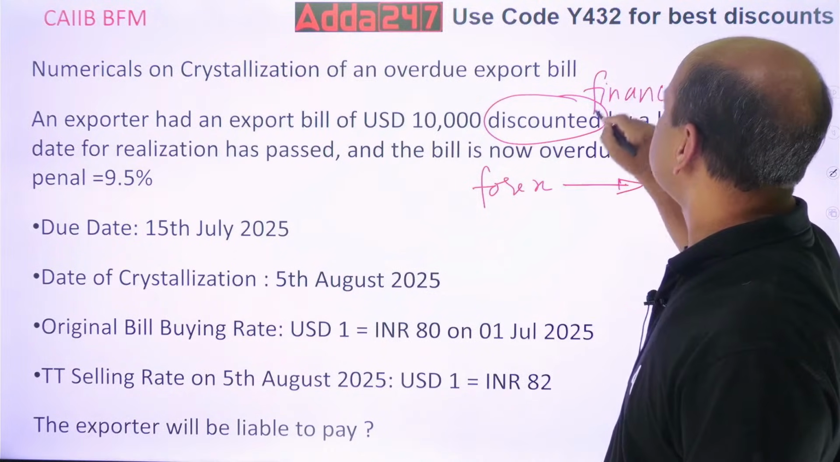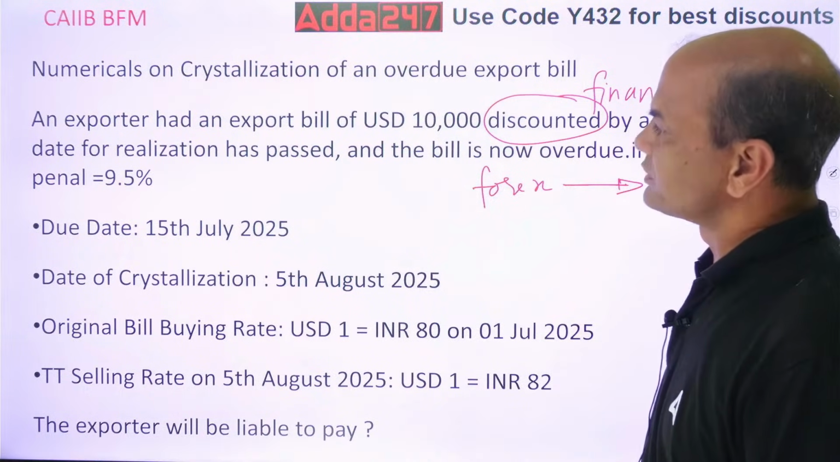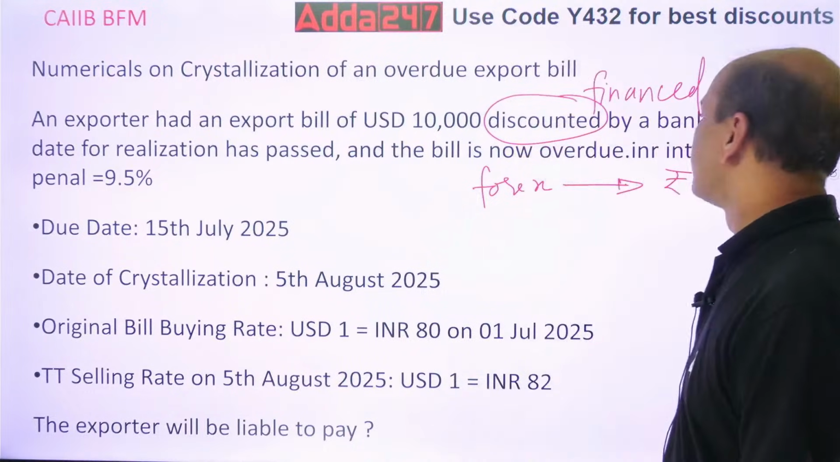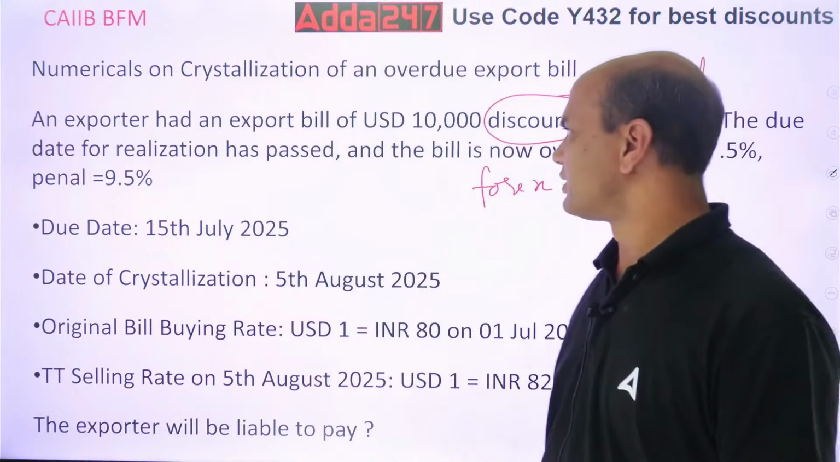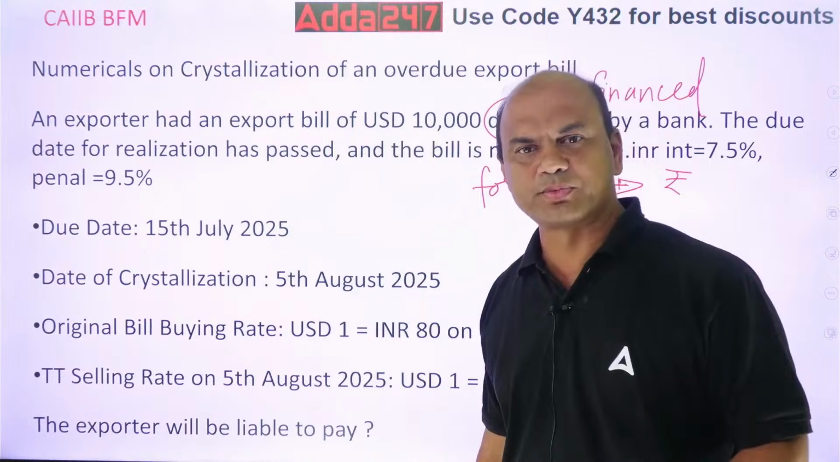This was financed by the bank. Okay. So, export bill of USD 10,000. Export means he had done some export a few months back, not years back. A few days back, you can call it. Everything is given over here. A few days back, he had done some export.